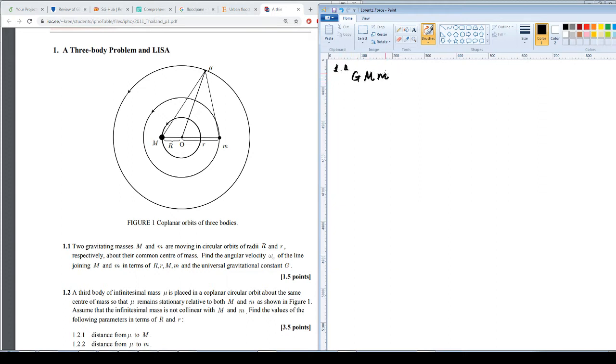We'll just do the normal approach. The gravitational force is proportional to the centripetal acceleration, which has the omega.